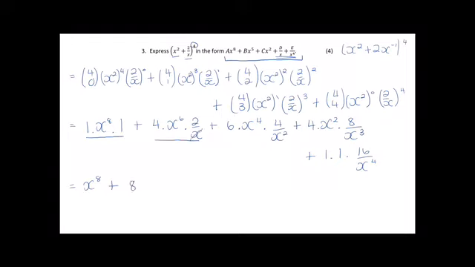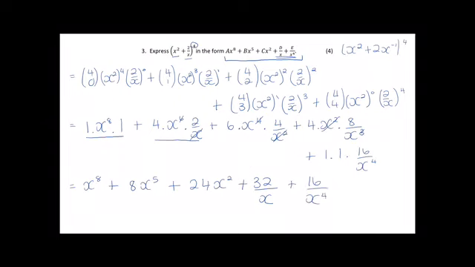And I'm going to cancel an x and one of my x's here to leave me with x to the power of 5. Plus 6 times 4 is 24. And I'm going to cancel my x squared and 2 of my x's here to give me an x squared. Then 32. This time I've got more x's on the bottom than I do on the top, so it's going to leave me with just an x on the bottom. And then I've got my 16 over x to the power of 4.